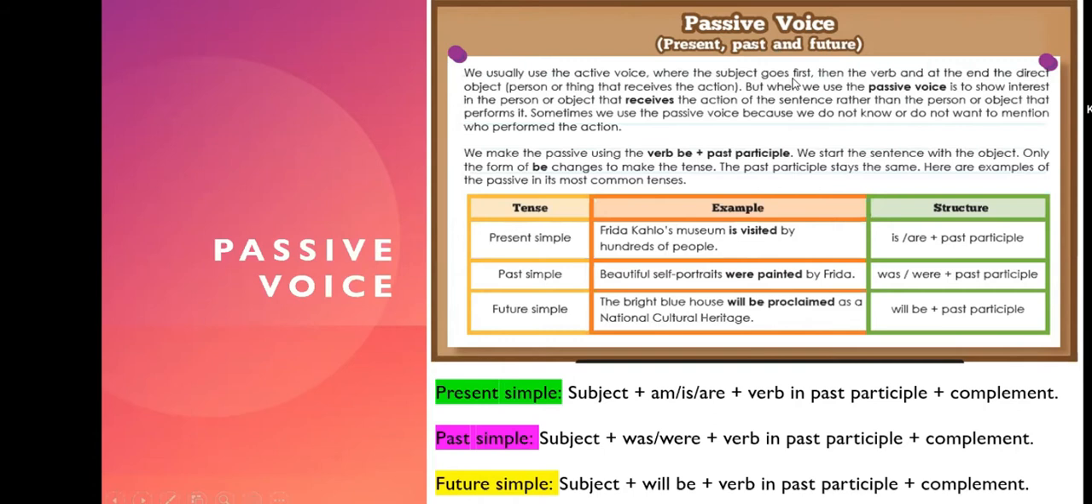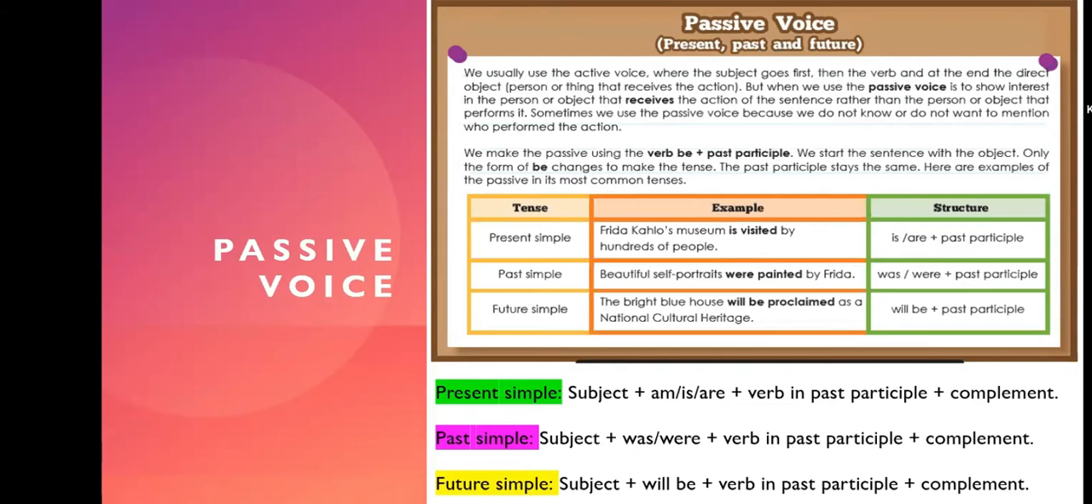So when you say a sentence out loud, for example, my mom bought lemons. My mom is the subject, and then the verb bought, and then the complement, right? The lemons. My mom bought lemons. That is active voice, okay? As it says, the subject goes first, then the verb, and at the end, the direct object, the person or thing that receives the action. In this case, it was the lemons. The lemons were the object, okay? My mom bought lemons. Lemons are the object.